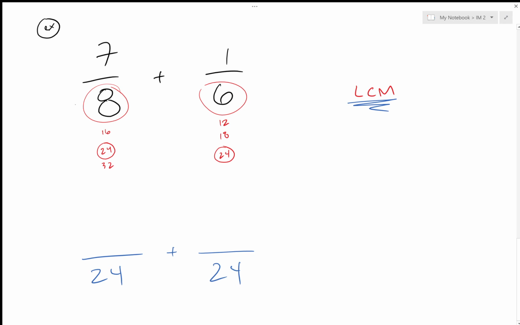So in order to go from 8 to a 24, we have to multiply by 3. And what we do at the bottom, we do at the top. 3 times 7 is a 21. And again, this whole thing reduces back to 7 over 8. Over on the right-hand side, going from a 6 to a 24, we're going to multiply by 4. What I do to the bottom, do to the top. 4 times 1 is 4. And again, that reduces back to 1/6.